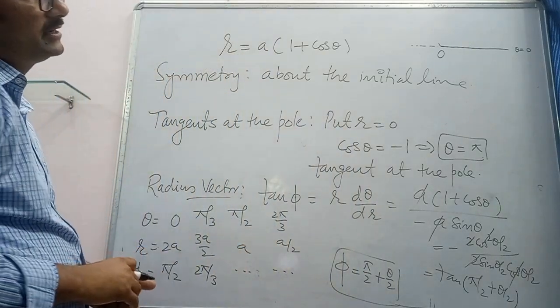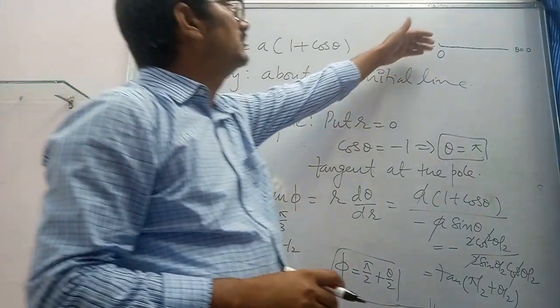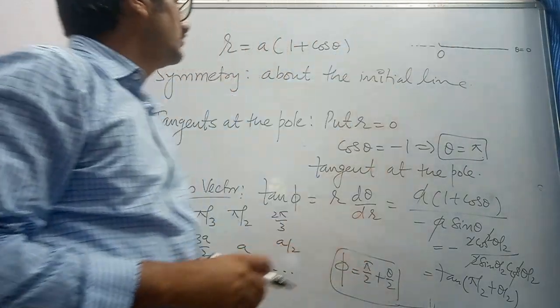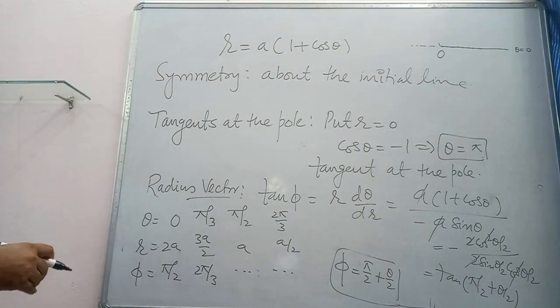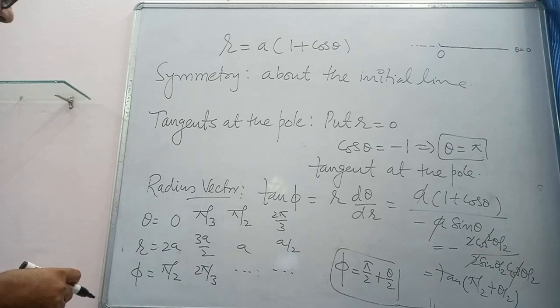And it has the symmetry about the initial line. It means we will trace only above this line, and with the help of symmetry we can trace below this initial line.